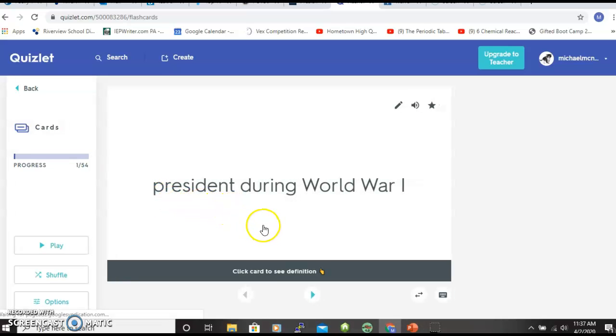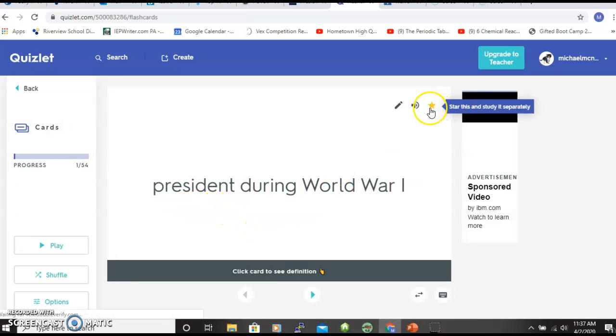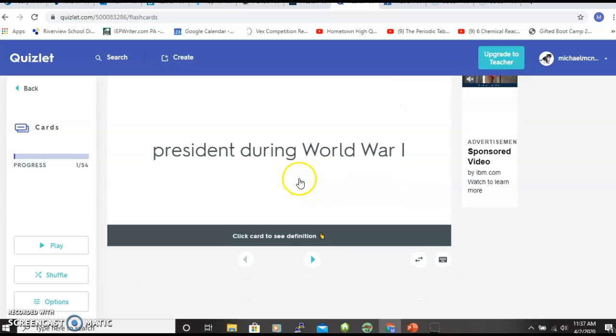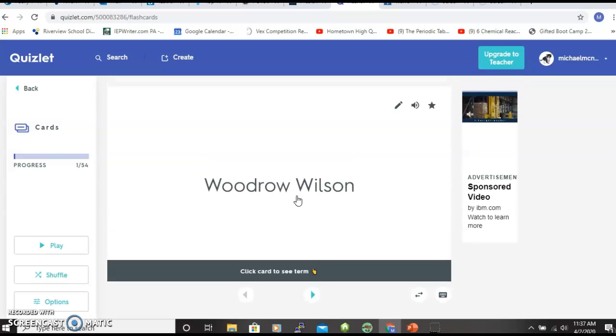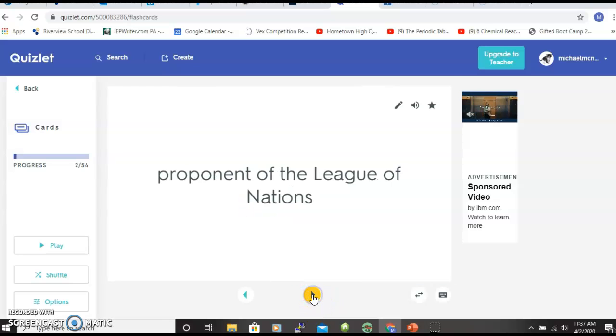The important thing about the flashcards is this star. So, who was president during World War I? Another thing that you need to be aware of in Quizlet are the options. President during World War I is the clue, and if I suppose I know this, and I click on it, Woodrow Wilson. I knew that. I'm not going to star it because I already knew it. Let's go to the next clue.